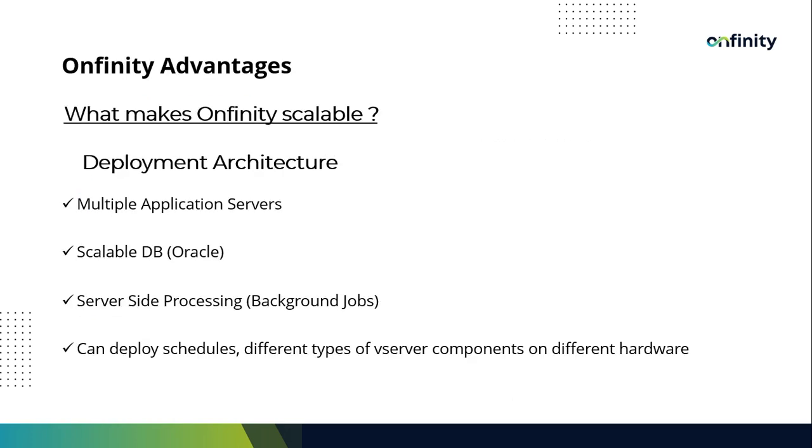Now, we can understand the advantages that Onfinity offers. Also, we can understand what makes Onfinity scalable. We have a deployment architecture where there can be multiple application servers and a scalable database, which is Oracle. Server-side processing is also included. Background jobs can be run via the vServer and the scheduler. You can schedule jobs in the background, which can execute periodically based on the schedule you've defined, which is configurable. Users can deploy schedules on different types of vServer components on different hardware, which is another possibility.